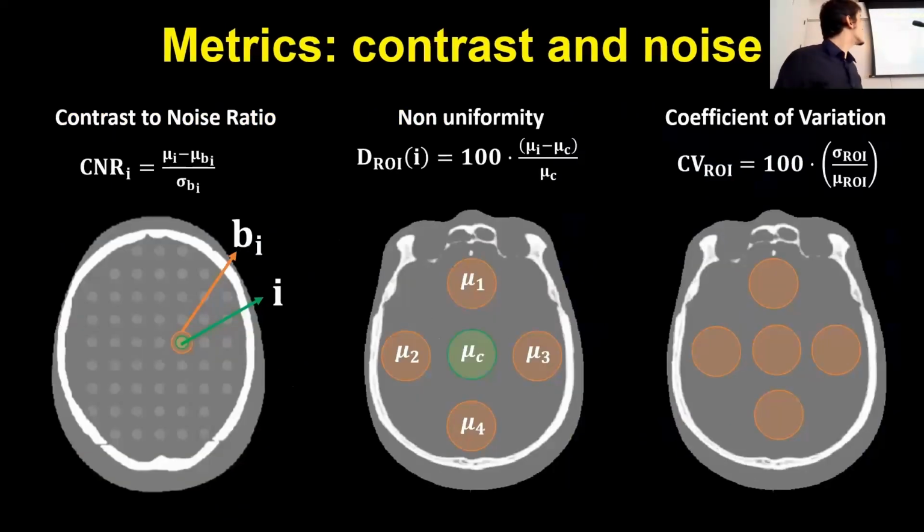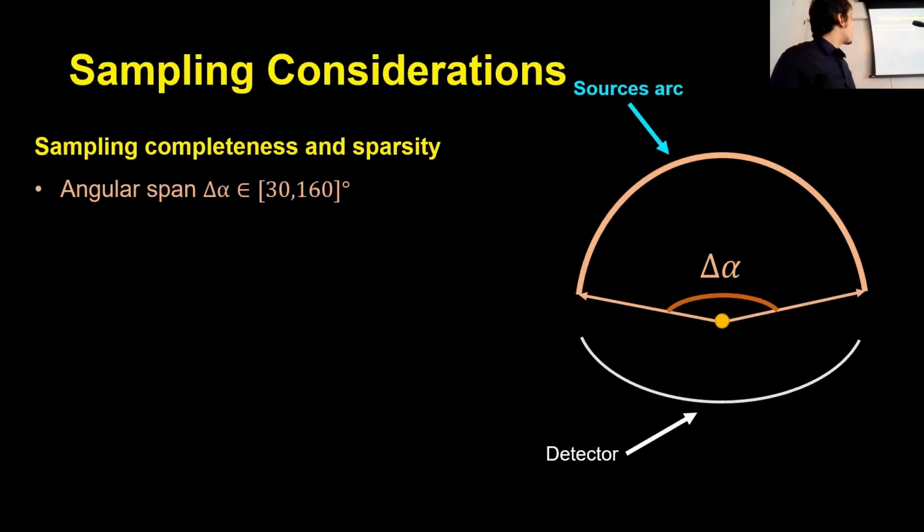For noise properties, we are going to show some contrast to noise ratio metrics for the different bleeds with respect to their background. Also, non-uniformity in different regions of interest with respect to the center of the brain, and coefficient of variation in different regions and different positions of the volume. So let me go back again to our system and our challenges. I'm going to start talking about sampling completeness and sparsity.